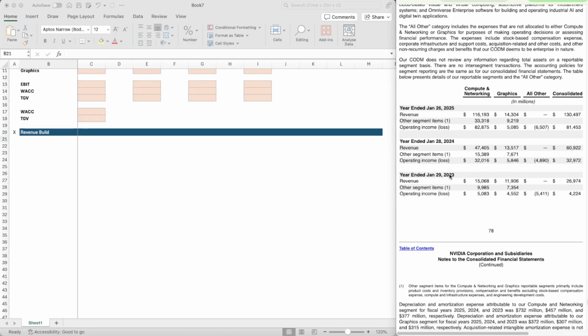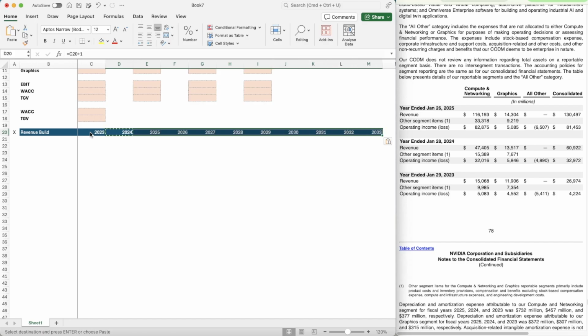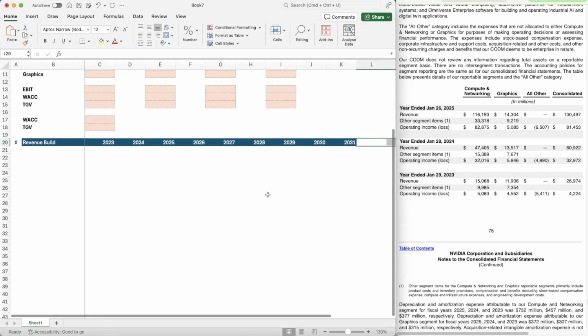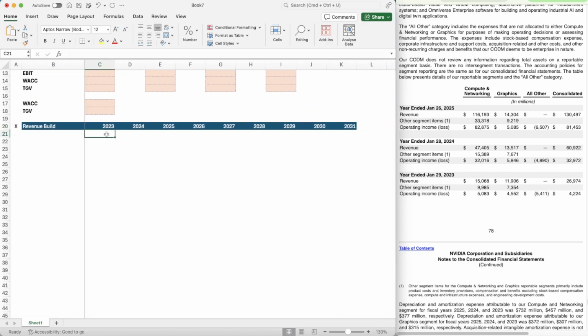Because then we have 2023, 24, 25. Nvidia's financial year ends at the end of January. So the year that we're currently in for them is 2026. So we're going to keep it how they do it here. So we'll start 2023. I think we forecast out until 2031, when in reality that is, I guess, the full year for 2030. But we'll do it how they do it.